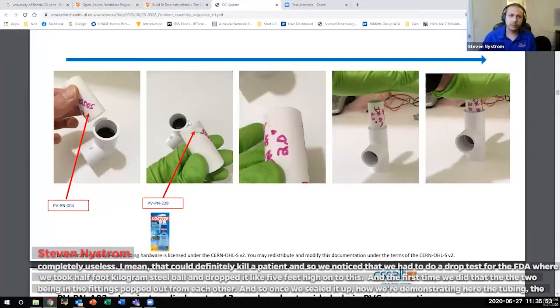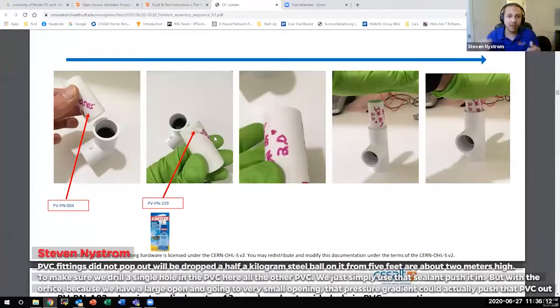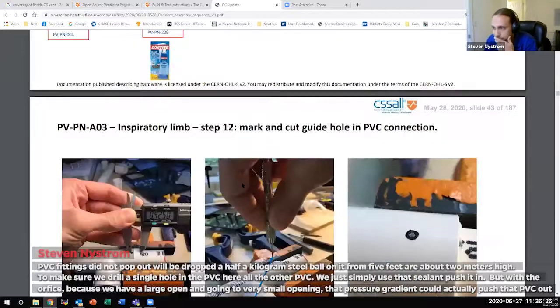And so we noticed that we had to do a drop test for the FDA where we took a 1/2 kilogram steel ball and dropped it like 5 feet high onto this. And the first time we did that, the tubing and the fittings popped out from each other. And so once we sealed it up, how we're demonstrating here, the PVC fittings did not pop out when we dropped a 1/2 kilogram steel ball on it from 5 feet or about 2 meters high. So this is important for air sealing as well as a safety feature to prevent the system from popping out or anything like that when it's actually in use.